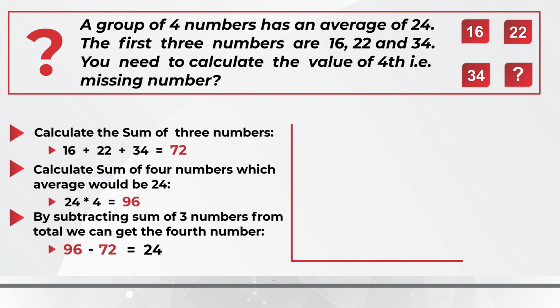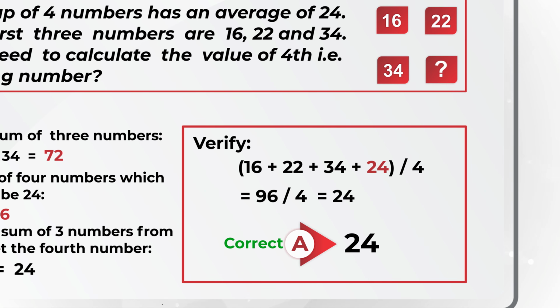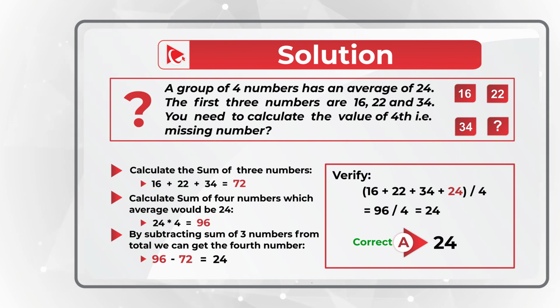Let's verify this. 16 plus 24 plus 34 plus the missing number 24, divided by 4, equals 96 divided by 4, equals 24. Hopefully you've nailed this question and now know how to answer similar problems on the test.